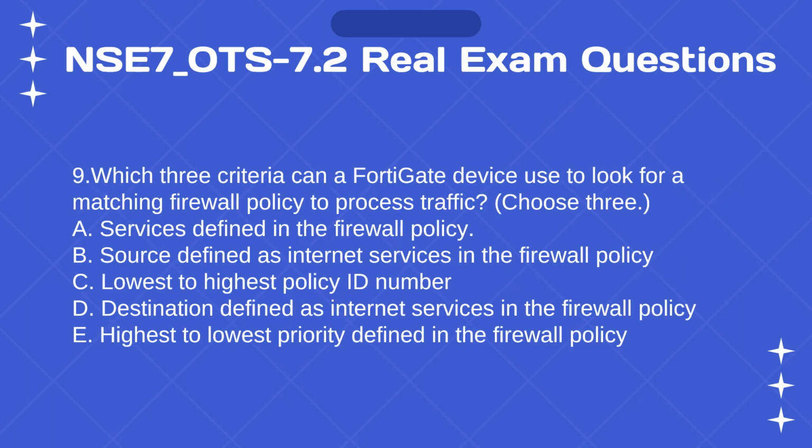9. Which three criteria can a FortiGate device use to look for a matching firewall policy to process traffic? Choose 3. A. Services defined in the firewall policy. B. Source defined as Internet services in the firewall policy. C. Lowest to highest policy ID number. D. Destination defined as Internet services in the firewall policy. E. Highest to lowest priority defined in the firewall policy.